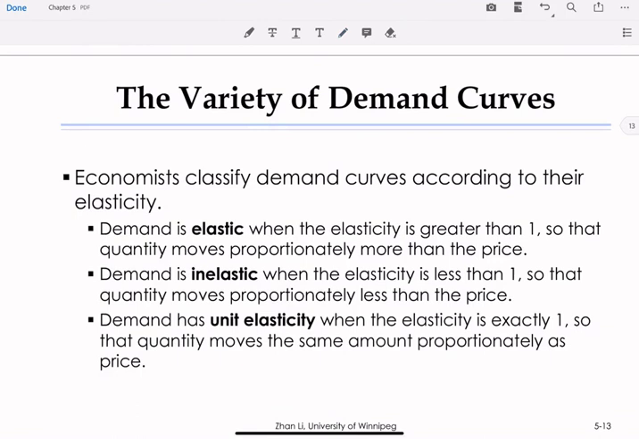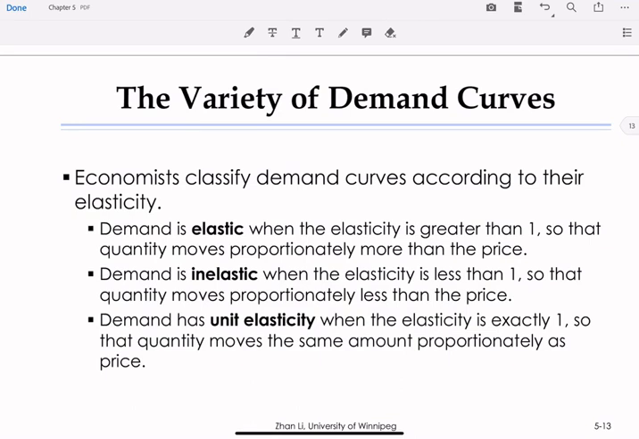Okay, so we could basically calculate the elasticity, right? And depending on the number of the elasticity, we could have three different kinds of demand curve. The first one is if the elasticity is larger than 1, then we say the demand is elastic, because in this case you can see that quantity demanded moves proportionally larger than the price.